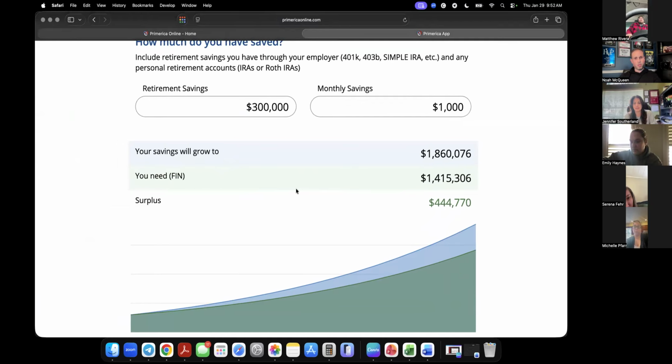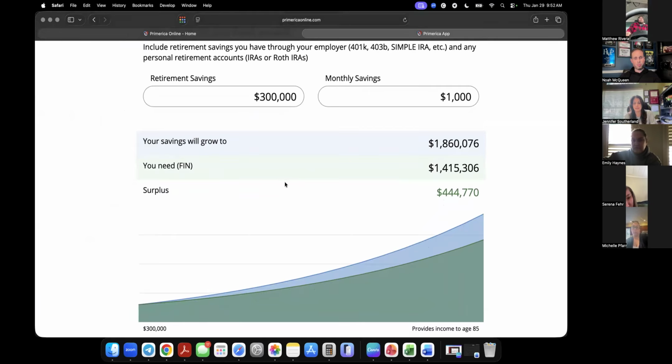Anybody ever showed you, Walt, that you're going to be able to retire on time and have plenty of extra money saved up and set aside? Has anyone ever showed you that before?